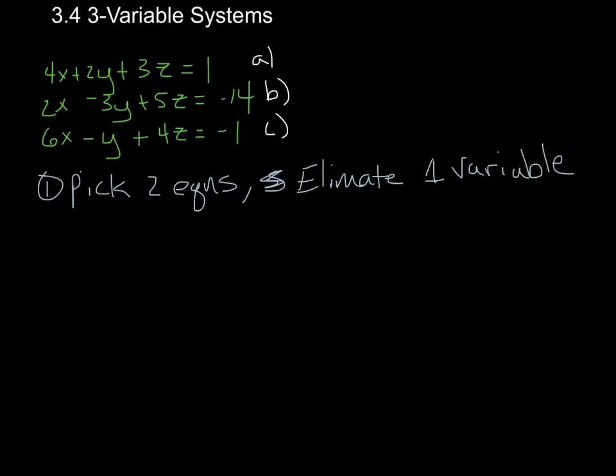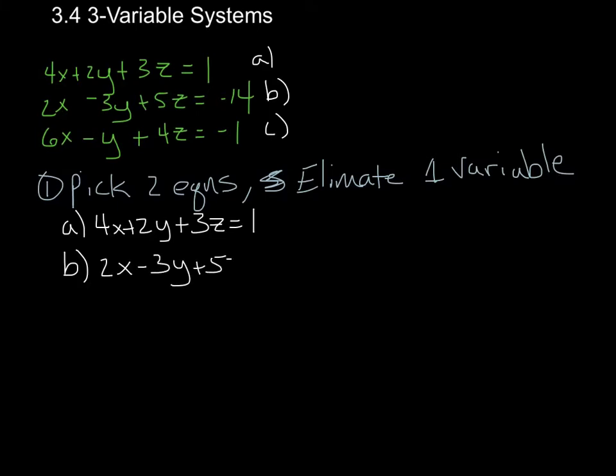Now I'm going to pick two of these. It doesn't matter which two. It could be A and B, A and C, B and C. I'm going to pick two, and I'm going to eliminate one of the variables. So it doesn't matter. I'm going to pick A and B. So equation A is 4x plus 2y plus 3z equals 1. And equation B, again, is 2x minus 3y plus 5z equals negative 14.